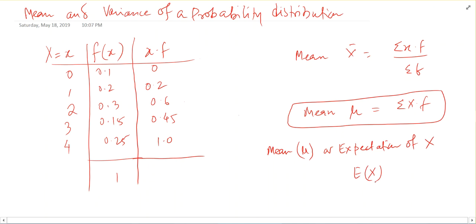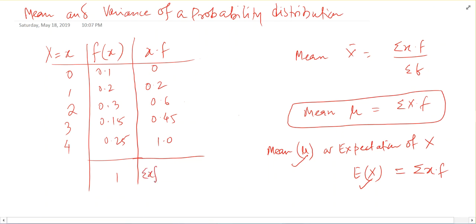Remember that you can write only capital X here. You cannot write small x, because capital X is the name of the variable for which you are finding the expectation. So expectation of capital X. Okay, so mean or expectation of x, both of these are the same thing. This is equal to sigma x into f. That's clear, I guess. Now we add these.